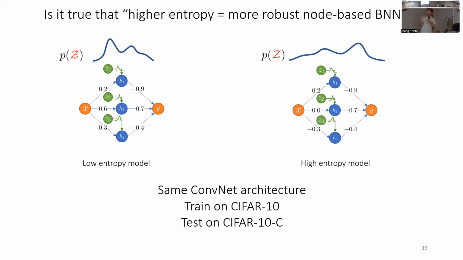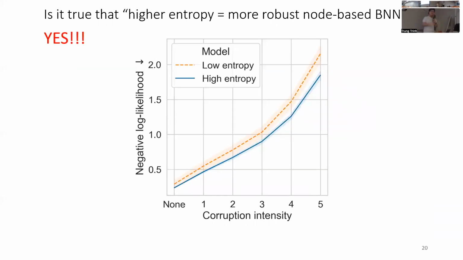To test this theory, we have this simple small experiment where we obtain two Node BNN models with the same architecture. One model has a low latent entropy and the other has a higher latent entropy. We trained both models on the CIFAR-10 dataset, and we test them on the CIFAR-10 corrupted dataset. In this small experiment, it does show that the high entropy model achieves better performance in terms of negative log likelihood compared to the low entropy model under different corruption intensities.